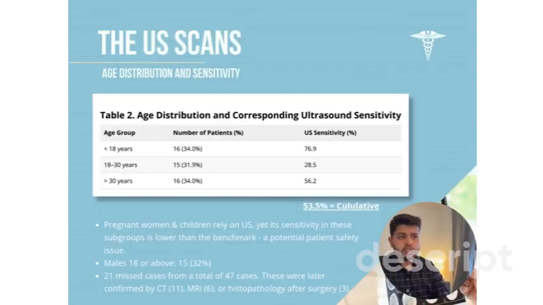On this slide, I'm going to briefly talk about age distribution, dividing the entire population into 3 groups. I found that the percentage of people was fairly balanced. Less than 18 years, 16 patients, which is 34%. So close to 30, 33%, one-third of the patients in each of these categories. What I found, and it's very interesting to note, is that patients less than 18 years of age had very good ultrasound results. But what's happening with the group of 18 to 30 years? It's actually not very good. It's just 28.5% sensitivity.